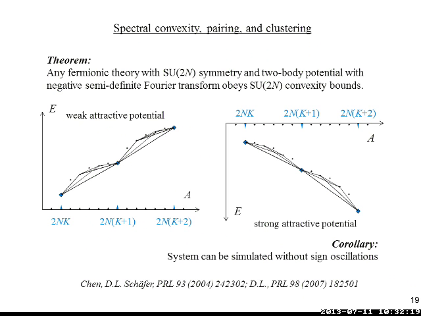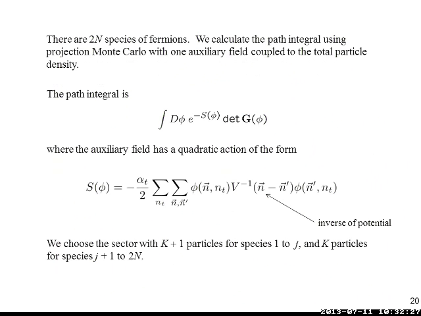The same thing holds in this case here. And the way you prove it is actually by showing that you can simulate the system. I find that kind of cute. The way you simulate the system is as follows. There are 2N species of fermions, and we're going to calculate the path integral using projection Monte Carlo with just one auxiliary field. That's because the SU(2N) symmetry allows you to do it with just one auxiliary field, and that auxiliary field is coupled to the total particle density.